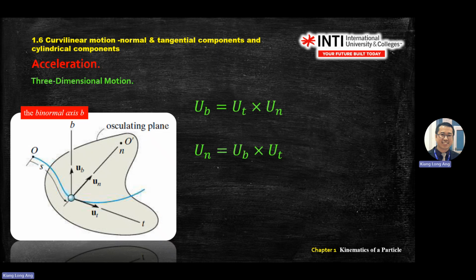Going there, right? Follow your finger. What does your finger tell you? B cross to N. B cross to T. You cross like that, right? You cross to T.